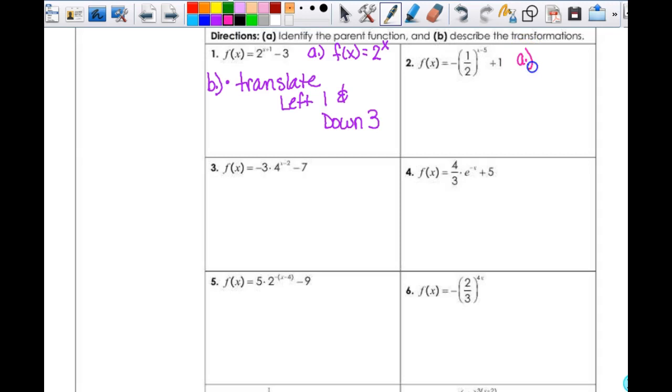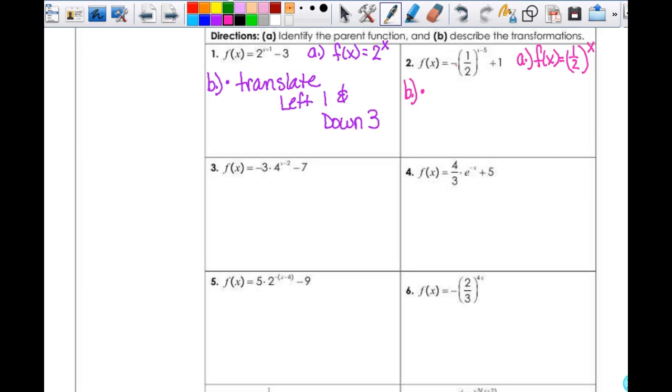The A part, f of x is equal to, well, the base of the exponent is 1/2 to the power of x. Good. So that 1/2 is not a stretch or a compression of any kind. That is the base of that. I ignore that and look at what everything else is happening here. So to do my transformations, this negative is going to reflect it in what?